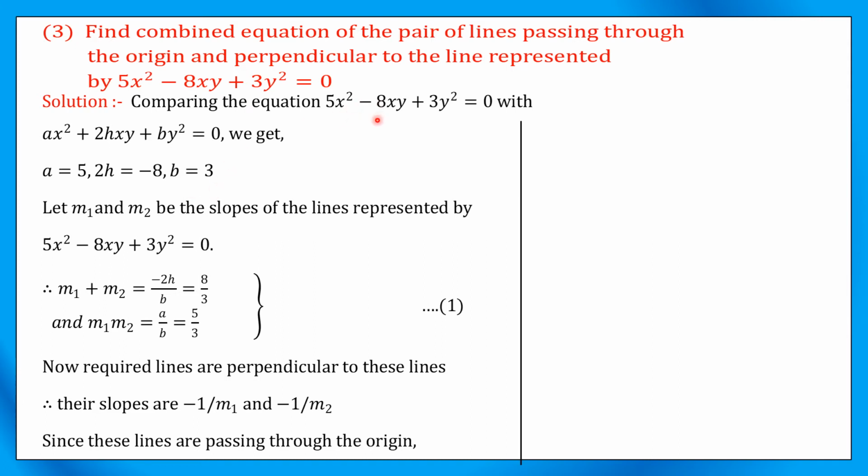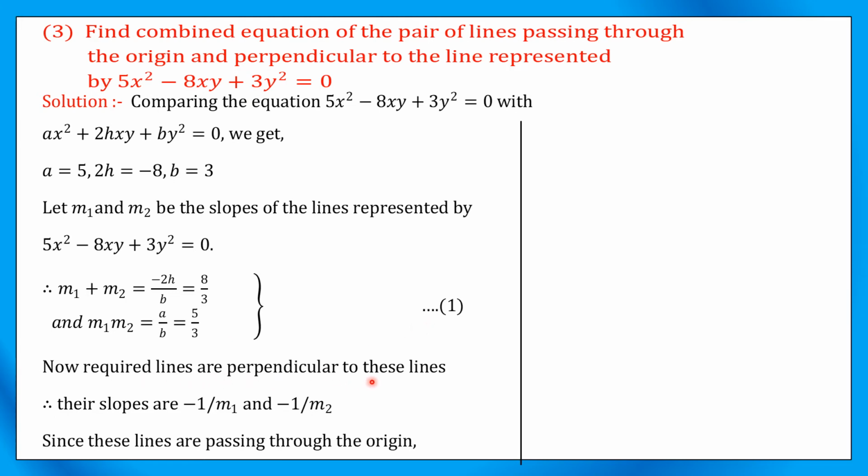These are two lines. Let m1 and m2 be the slopes of the lines represented by 5x square minus 8xy plus 3y square equal to 0. That is, the slope of the first line is m1, the slope of the second line is m2. This is a pair of lines, that is two lines. We know that the sum of the slopes, that is m1 plus m2, equal to minus 2h divided by b. Put the values, then 2h equal to minus 8, minus of minus 8 is plus 8, divided by b is 3, and the product of the slopes, that is m1 multiplied by m2, equal to a divided by b. Put the values 5 and 3, we get 5 divided by 3, denoted by equation first.